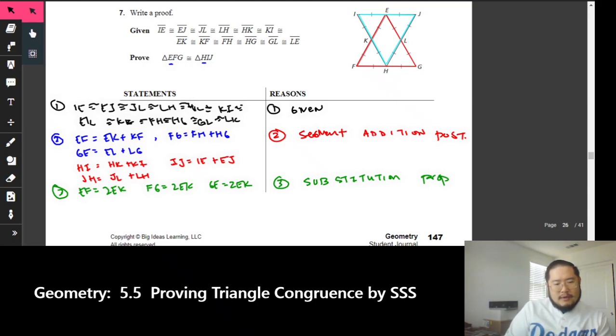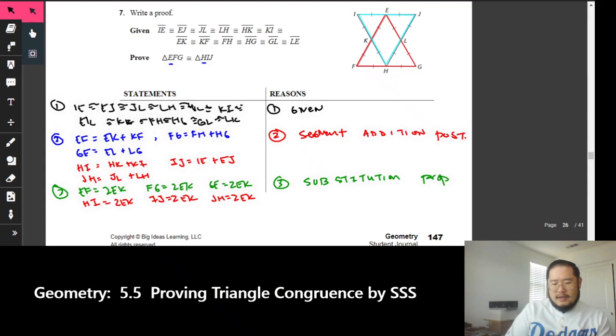Let's do the same thing down below with the other triangle. We have HI is going to be equal to 2 times EK. Next up we have IJ is equal to 2 times EK, and JH is equal to 2 times EK. And there you go, we've got substitution property. So, we've got this part down.